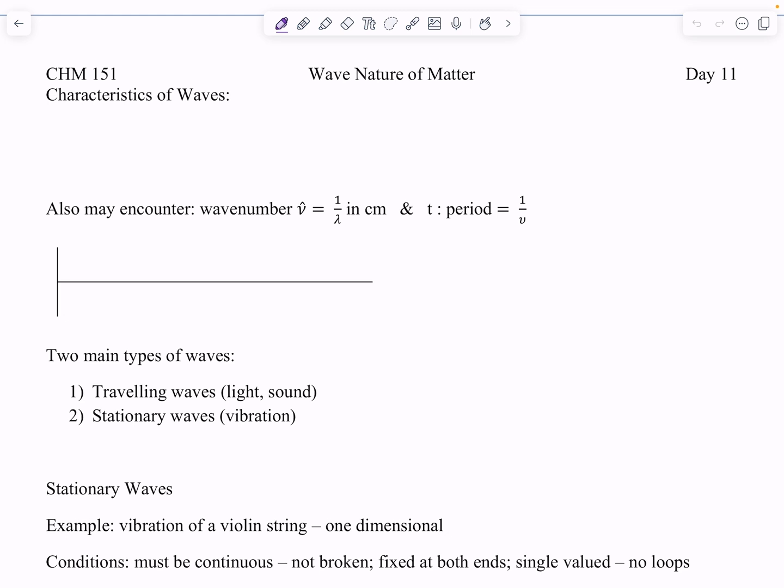All right, so let's talk about the characteristics of waves. The first thing we've got is lambda, which is the wavelength. We use a Greek L, but it's the wavelength, and that's the distance between closest identical points.